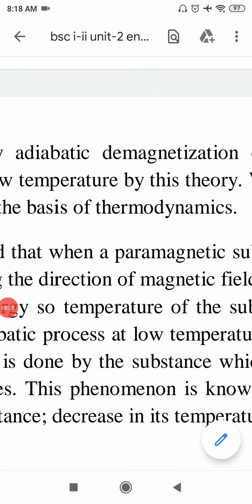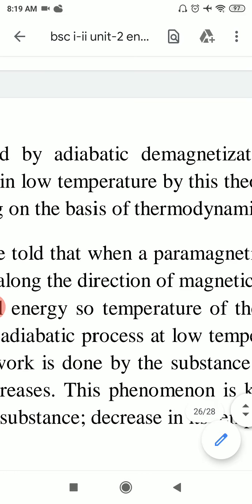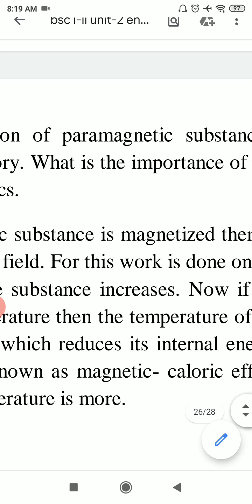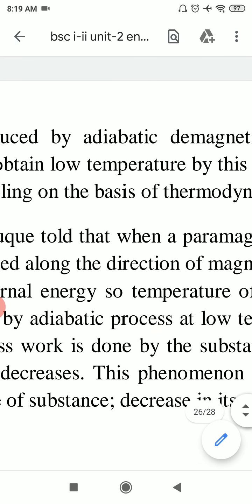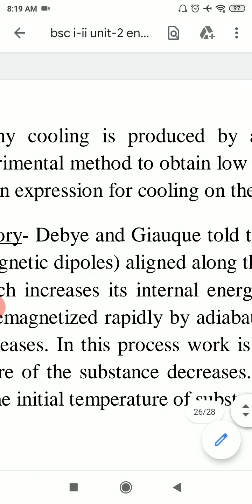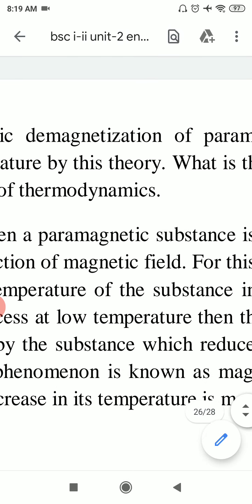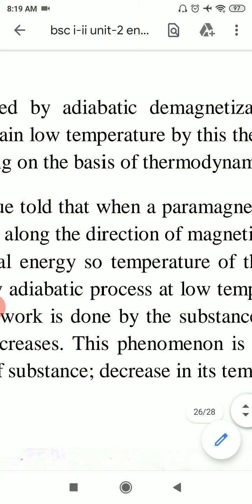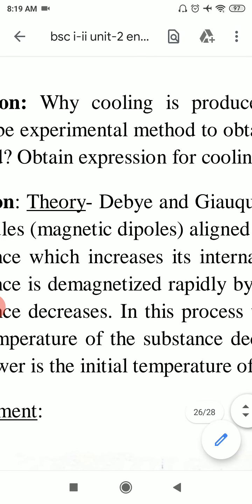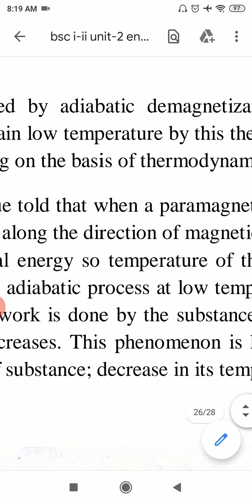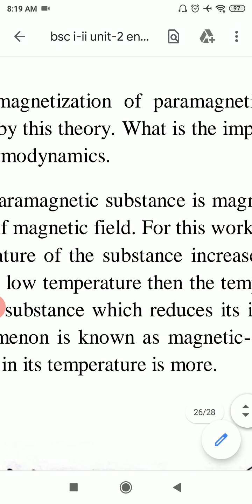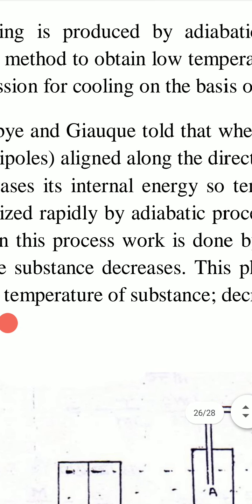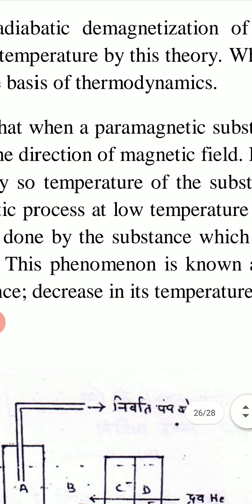Today's topic is cooling by adiabatic demagnetization of paramagnetic substance. We will see how cooling is produced by adiabatic demagnetization of paramagnetic substances. We will discuss the experimental method to obtain low temperature by this theory, and we will find the expression for cooling on the basis of thermodynamics.